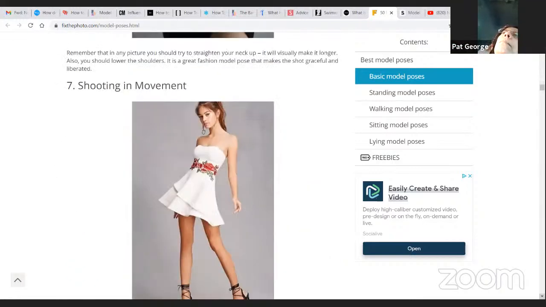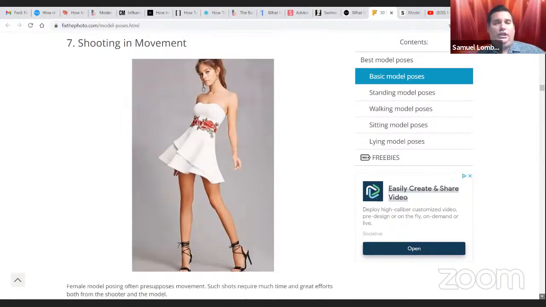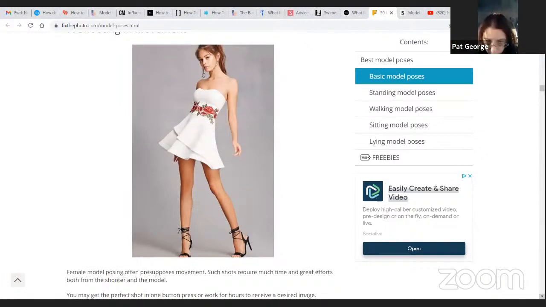Number 7, shooting in movement. Now, she must have been moving very confidently, her feet, as if she was slaying a runway or something. So you could do the same thing. You could pretend that you're slaying a runway and put yourself in a walking mode. You probably want to have a dress or something pretty on for a shoot like this, so that you could look thinner and you could look more confident, more professional.